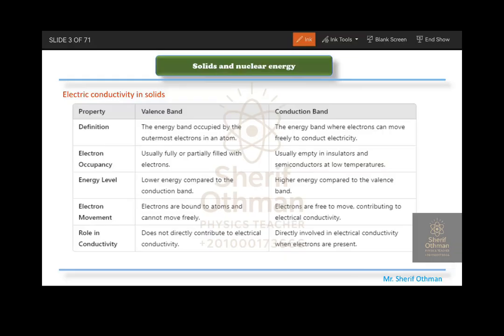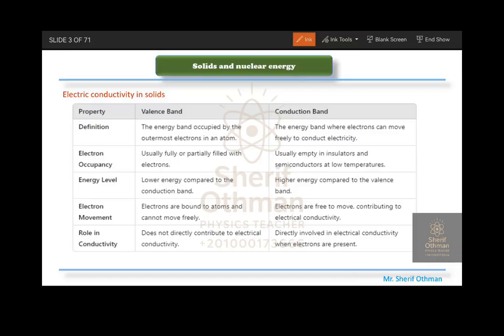Electron occupancy: the valence band is usually fully or partially filled with electrons because it has the valence electrons of the atom. The conduction band is usually empty in insulators and semiconductors at low temperatures, but in conductors it includes electrons. Energy levels: valence band has a lower energy compared to the conduction band, while the conduction band has higher energy compared to the valence band.